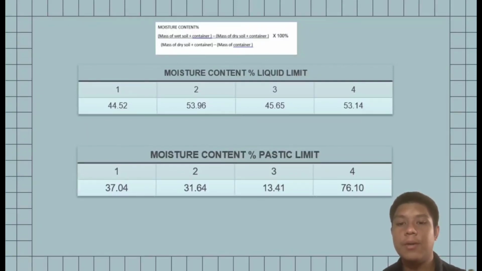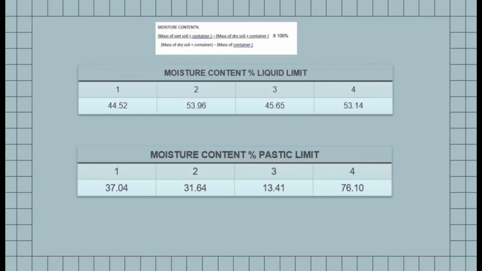And next is moisture content. Moisture content equals mass of wet soil plus container minus mass of dry soil plus container, divided by mass of dry soil plus container minus mass of container, multiplied by 100%. So the answers for moisture content percent at liquid limit are: test number 1 is 44.52, test number 2 is 53.96, test number 3 is 45.65, and test number 4 is 53.14.